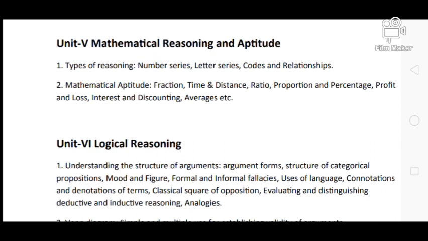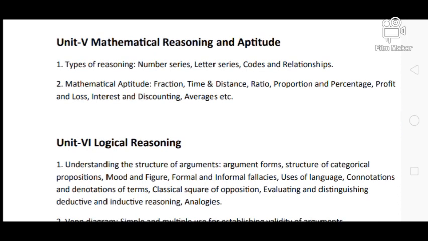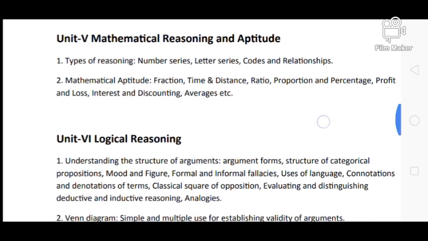Second point, in the Unit 5, we have mathematical aptitude. Mathematical aptitude: fraction, time and distance, ratio, proportion, percentage, profit and loss, interest and discounting, averages, etc. These are the syllabus of Unit 5, Mathematical Reasoning and Aptitude.